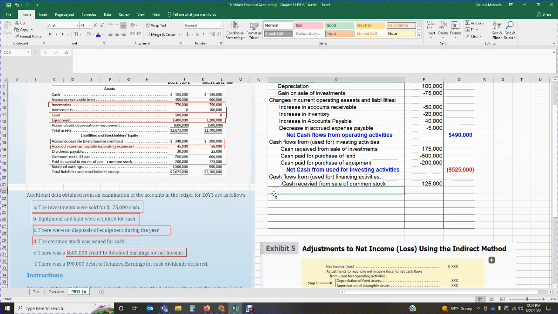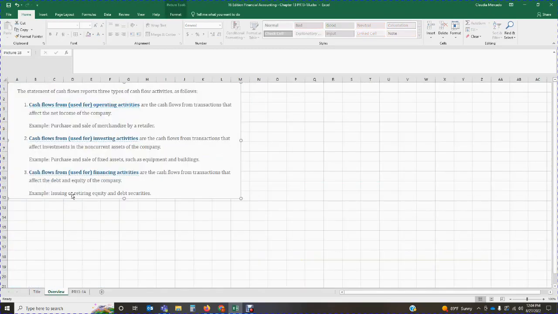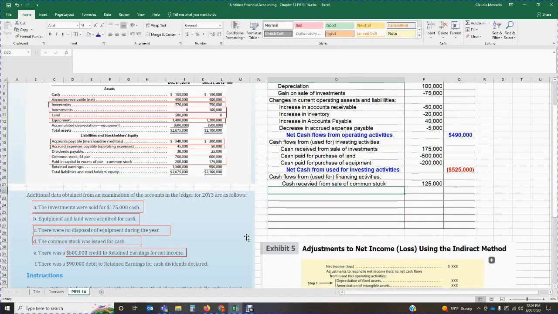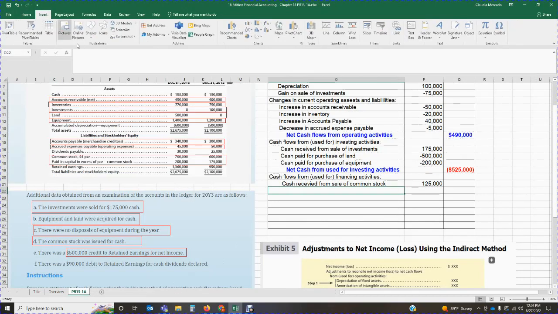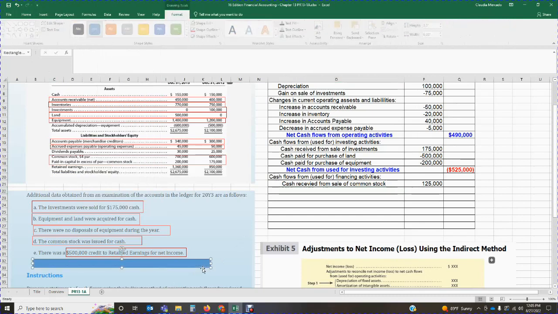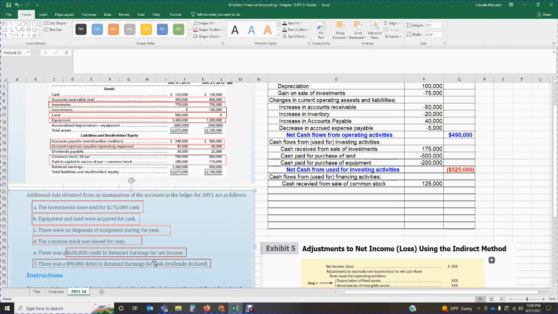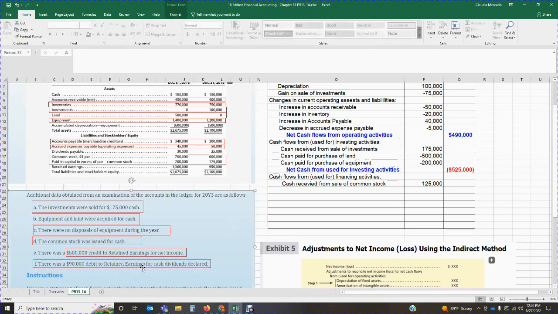Now, it also says issuing or retiring equity and debt securities. That includes paying dividends. Did we pay any dividends during the year? If we look here, letter F, it says that there was a 90,000 debit to retained earnings for cash dividends declared. So we declared 90,000. We were going to pay out 90,000 in dividends.